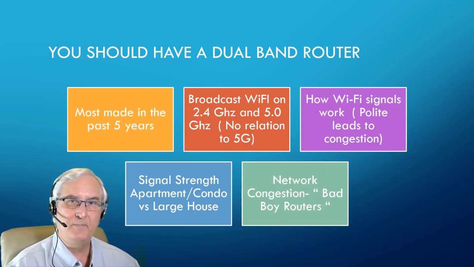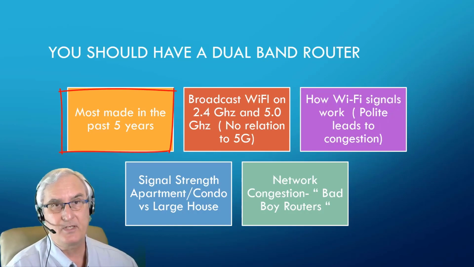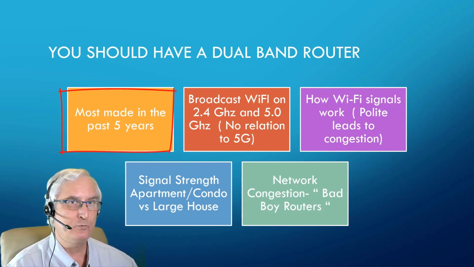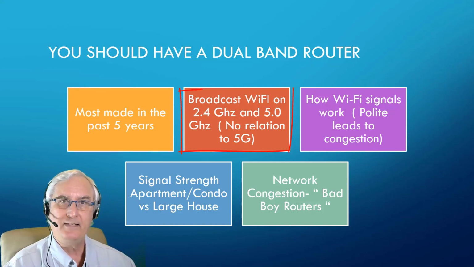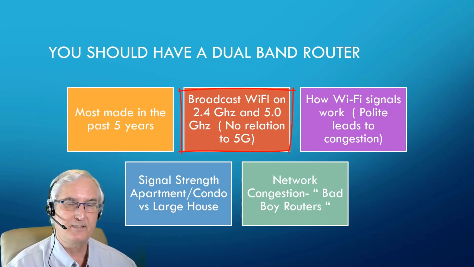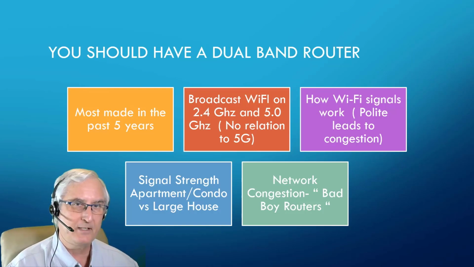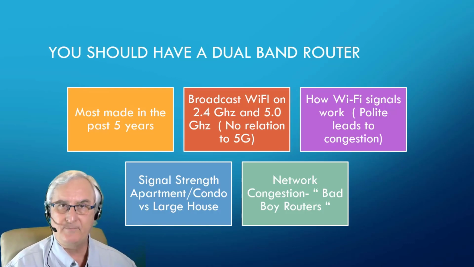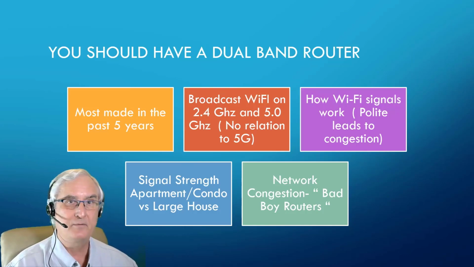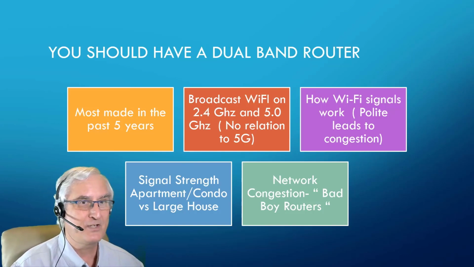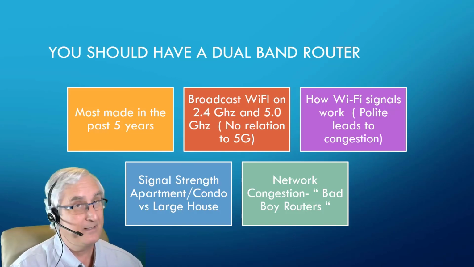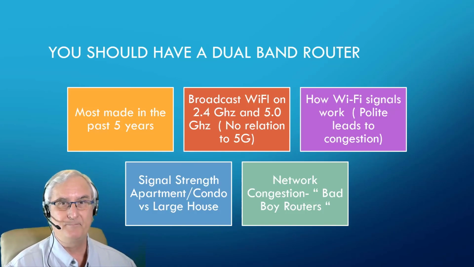You should have a dual band router. If you purchased a router in the last 5 years, then you probably have a dual band router. Now, what do I mean by dual band? Well, it broadcasts on 2 different frequencies: a 2.4 gigahertz frequency and a 5 gigahertz frequency. So there are 2 frequencies that can broadcast your Wi-Fi. Now, there's no relationship to 5G. When I talk about 5 gigahertz, I'm talking about a frequency, nothing to do with 5G.